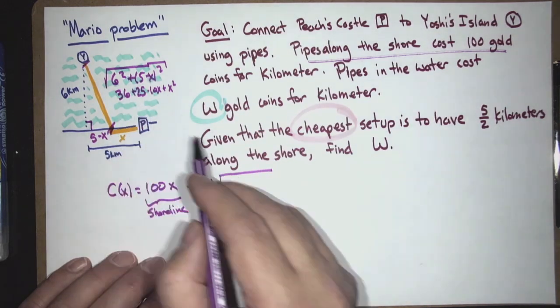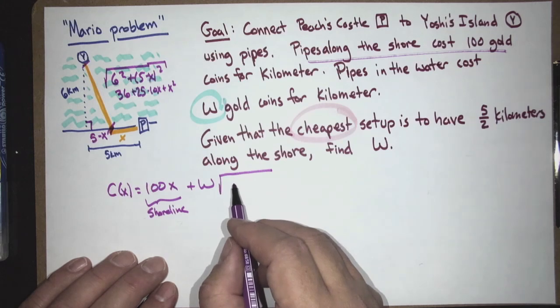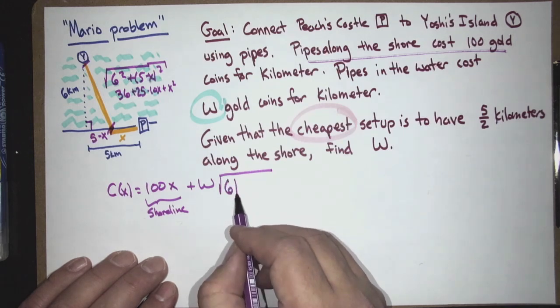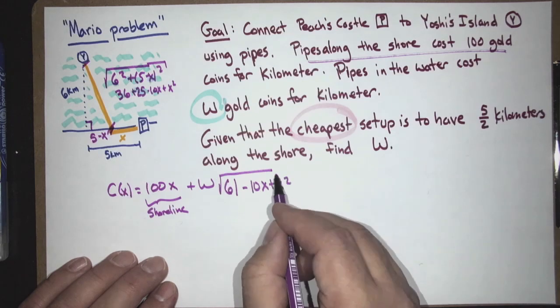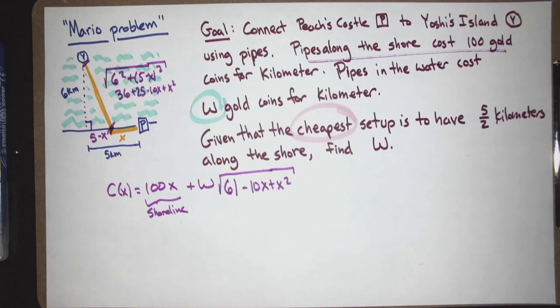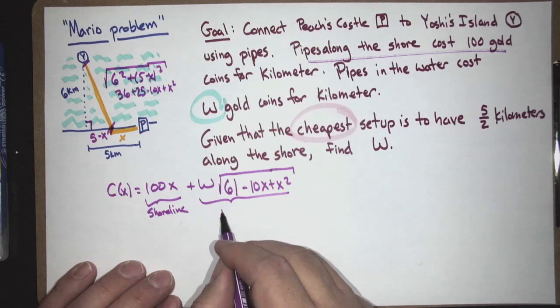So 36 plus 25 makes 61. That sounds like an interesting number. 61 minus 10x plus x squared. Okay, so there's the cost function, where w is some number that we don't know. And the second part here, this is in the water.